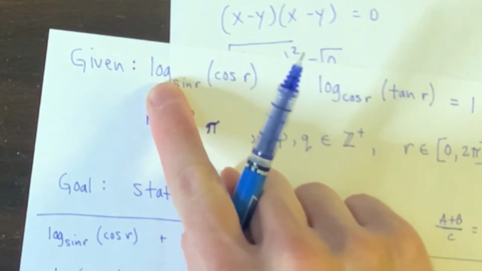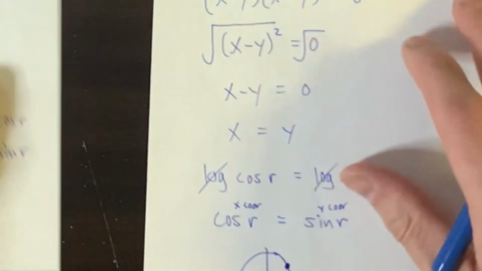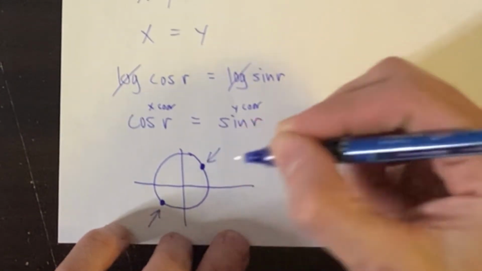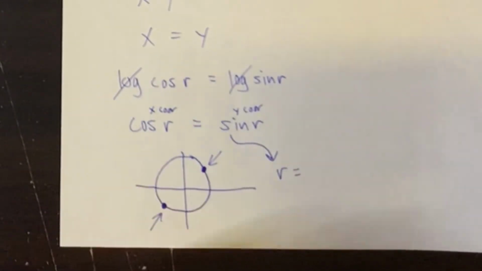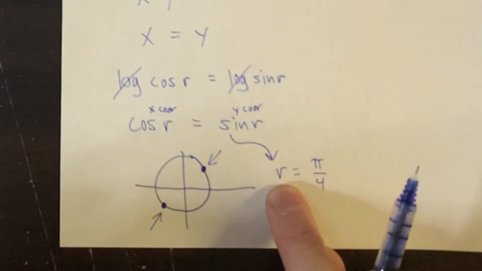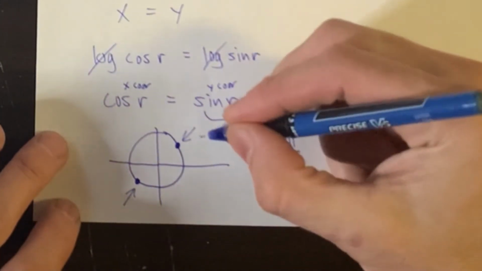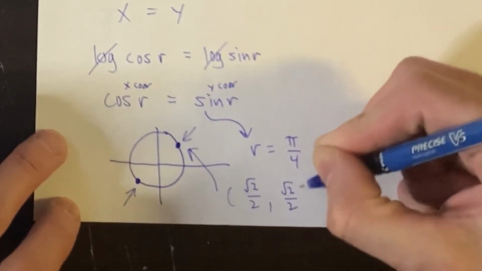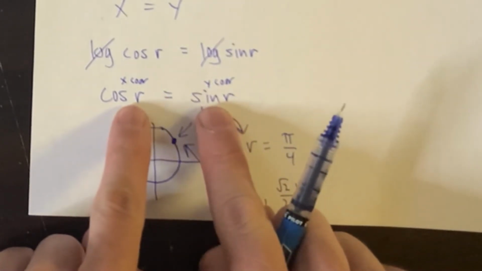And for logarithms, you cannot have a negative base or a negative argument. So for that reason, this location is discarded and the only valid location is this here. So what I'm saying is that from this equation, we have discovered that r is pi over 4. R is an angle, and that angle has to be pi over 4 radians here, because there, the coordinates of this point are square root 2 over 2, comma, square root 2 over 2, which means that cosine of r equals sine of r, which is the condition that was just discovered.